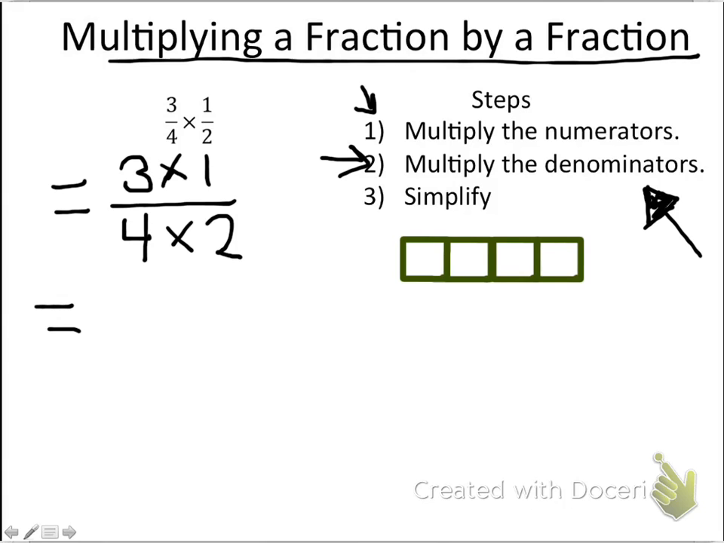Then we need to actually do the multiplication. 3 times 1 gives me 3, and 4 times 2 is 8. The next step is to simplify. Now there's nothing that I can divide 3 by and 8 by, so I know that it is in its simplest form. So I'm going to circle it because that's my answer.